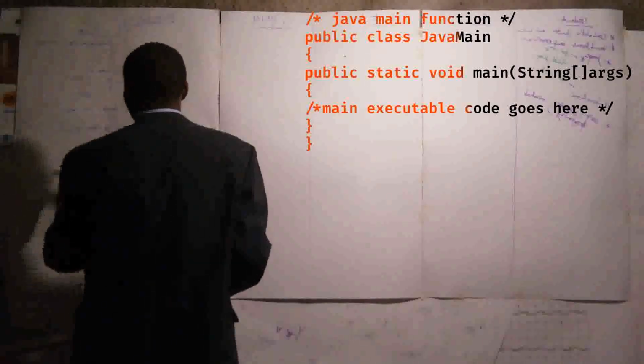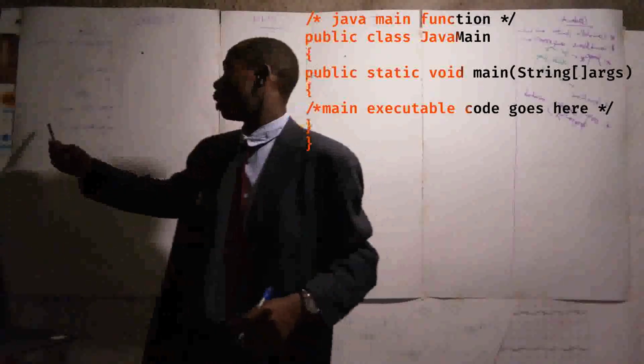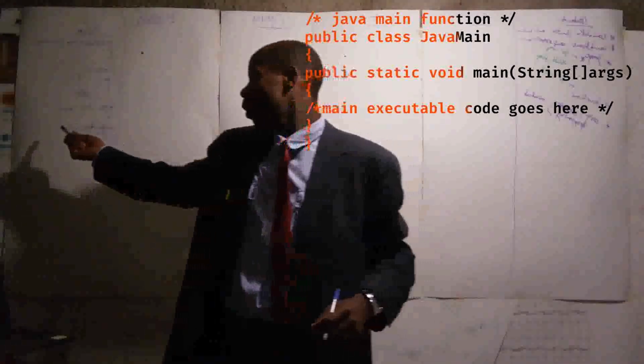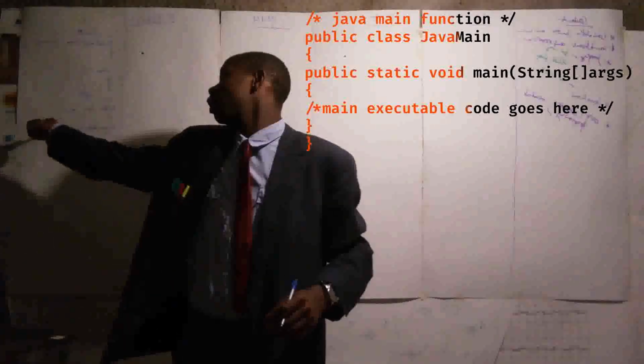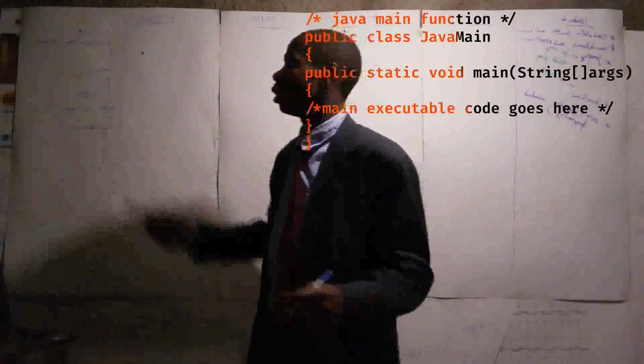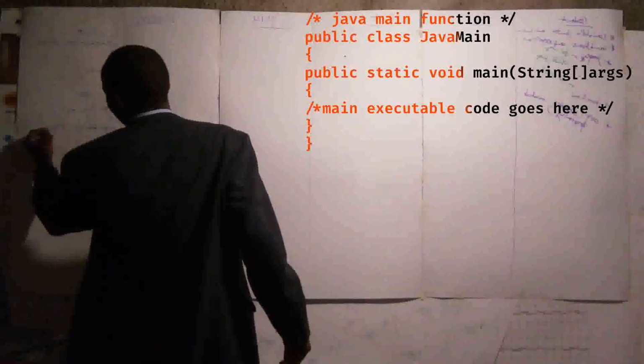Open curly braces. In the Java program, the main function has a parameter of type String array.